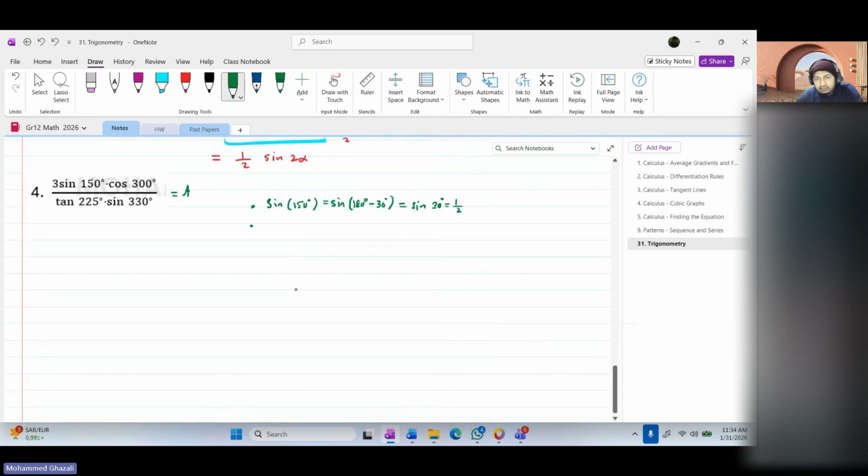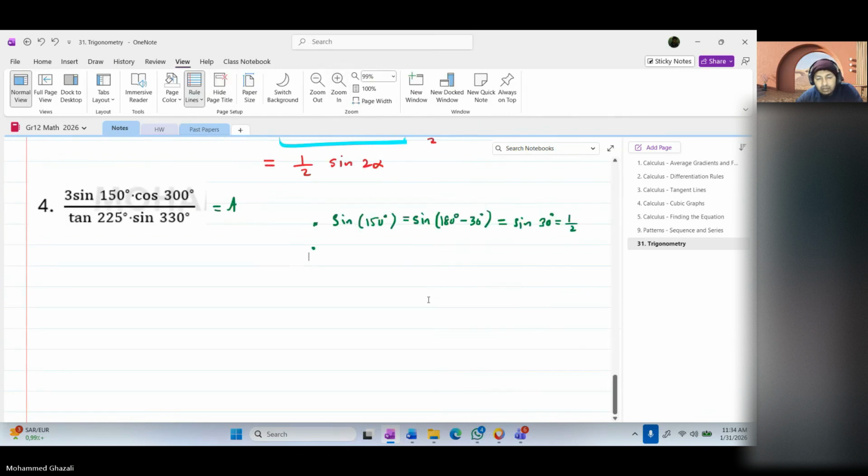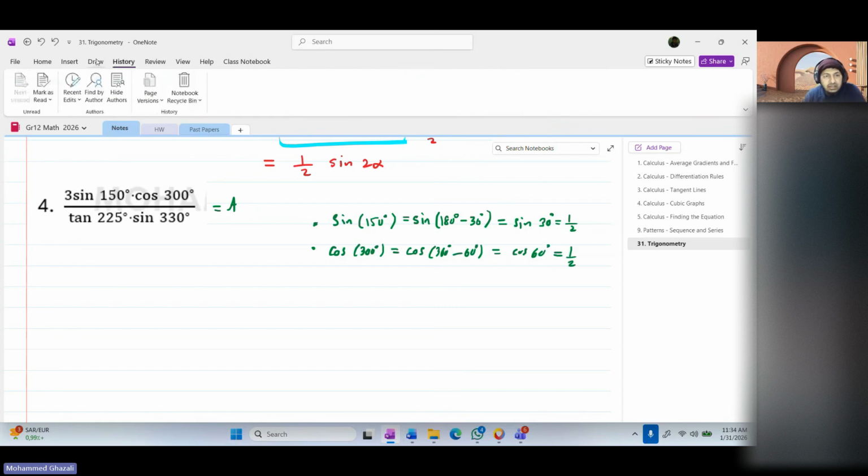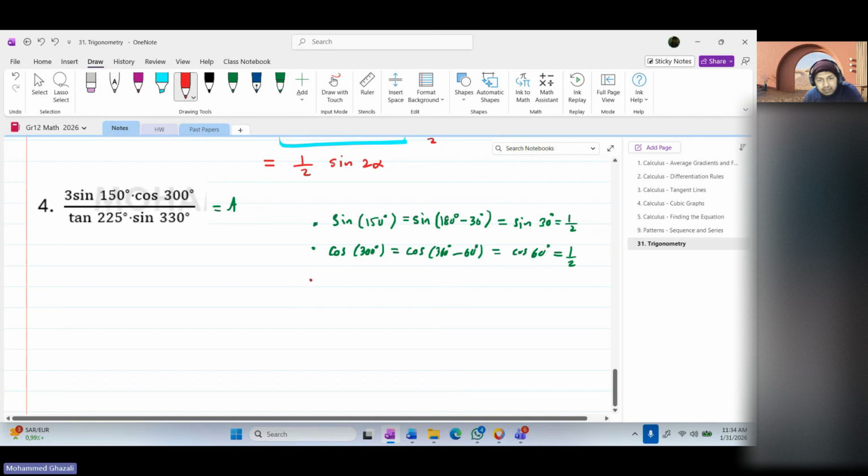Cos 300. Right, so what is cos of 300? Let's rewrite cos 300 as cos of 360 minus 60. So that is in the fourth quadrant. That will just be cos of 60. And cos of 60 is also half. Great, so we have both. Next part is the denominator part, tan 225.